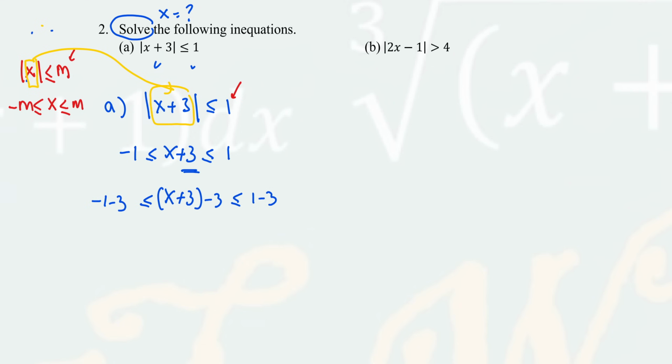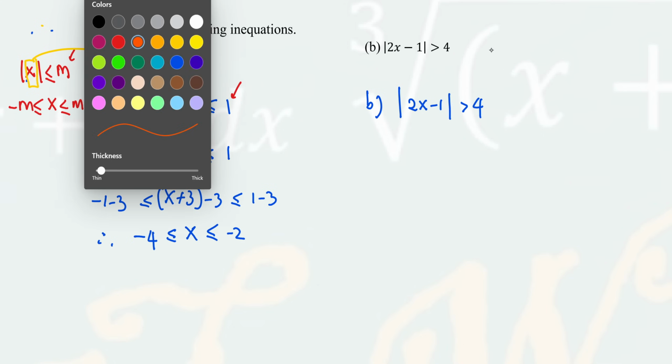This is the step-by-step working. Therefore the middle part becomes x, and on the right side, 1 minus 3 is minus 2, and on the left-hand side it will be minus 4. So this is the solution for part A. Now for part B, modulus of 2x minus 1 greater than 4.